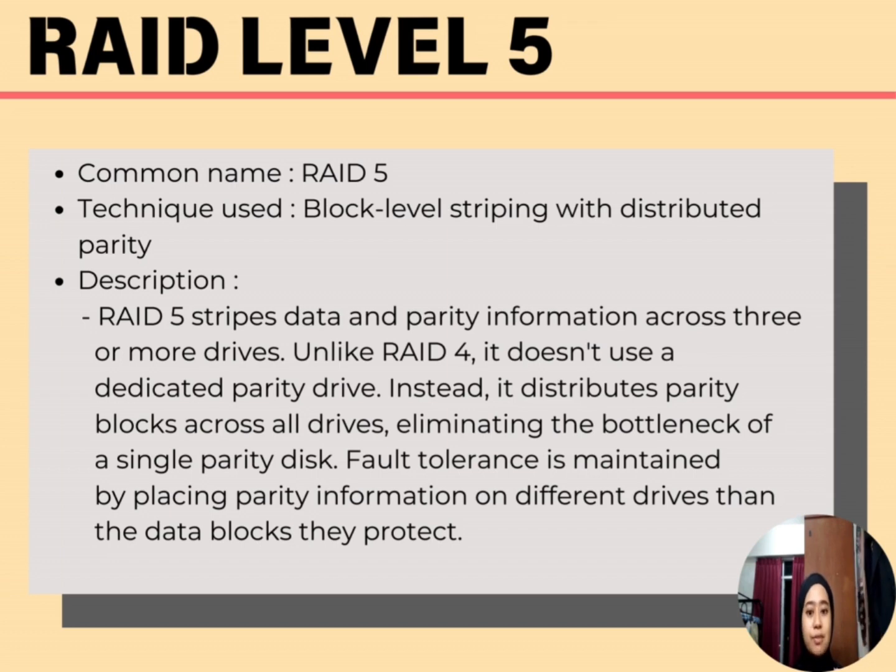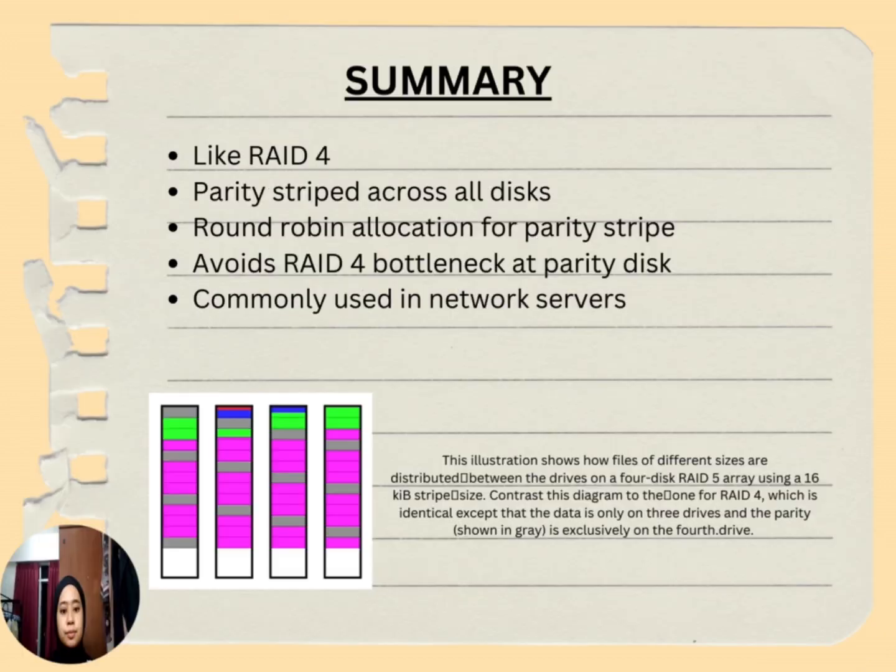Next, RAID level 5. The common name is also RAID 5. The technique used for this level is block level striping with distributed parity. RAID 5 stripes data and parity information across 3 or more drives. Unlike RAID 4, it doesn't use a dedicated parity drive. Instead, it distributes parity blocks across all drives, eliminating the bottleneck of a single parity disk. Fault tolerance is maintained by placing parity information on different drives than the data blocks they protect.